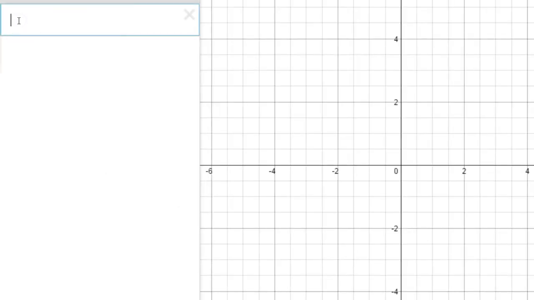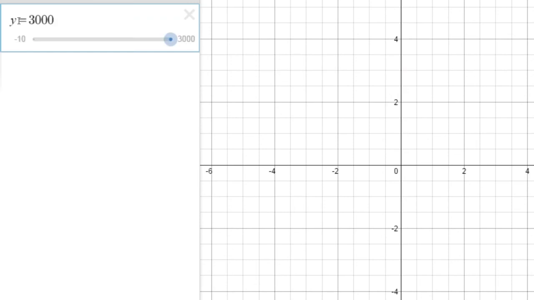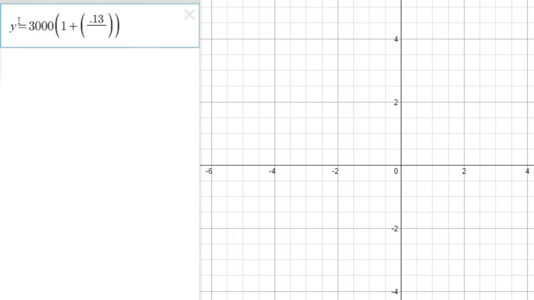Okay, so let's start setting up. So I go y equals, let's say our principal amount is 3,000. Let's say it was a car, and the car is depreciating, let's say 13%. So you would put in a second set of parentheses in here 0.13, and then you would divide that by, let's say it depreciates every month. There's 12 months in a year, so you would put a 12 here. If it was weekly, you would put 52. So it's as simple as that.